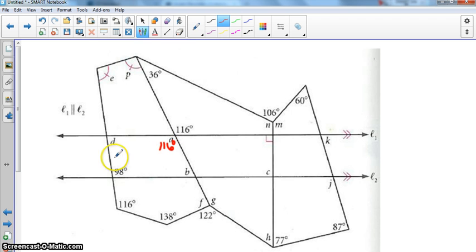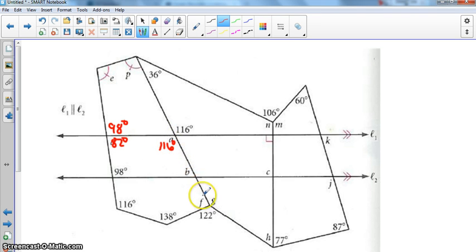Alrighty. D and this 98, since these lines are parallel, 98 and D are what we call same side interior, which just means that they're supplementary to each other. Because if you think about this 98 here, this angle above D would be 98 also, right? So I'm just going to write that here, which means that these have to add up to 180. Either these add up to 180 or these add up to 180, right? Doesn't matter, but D must then be 82 degrees.